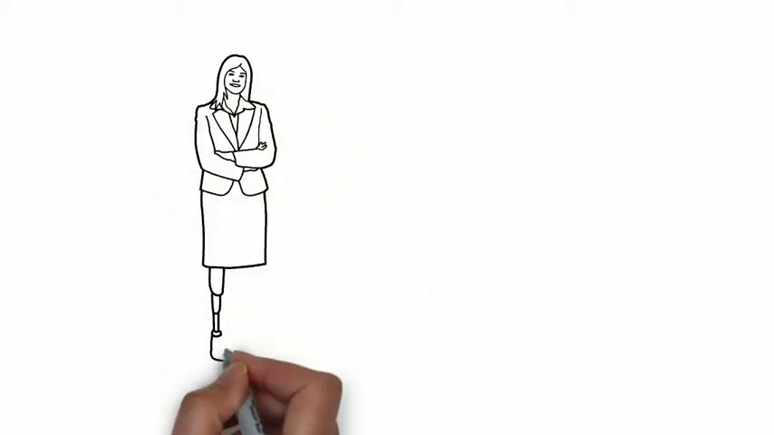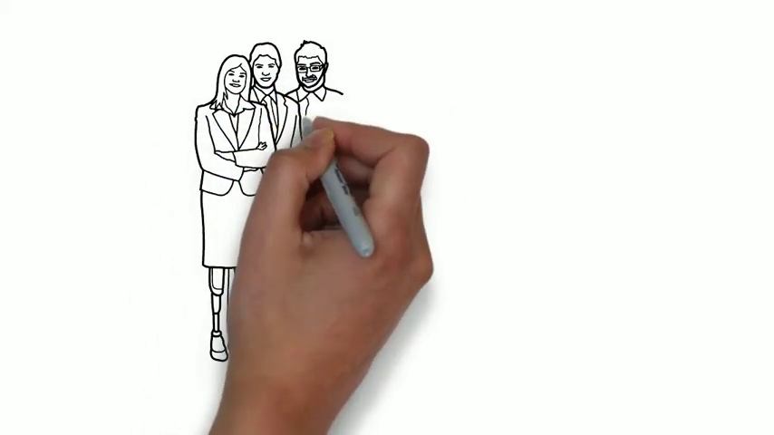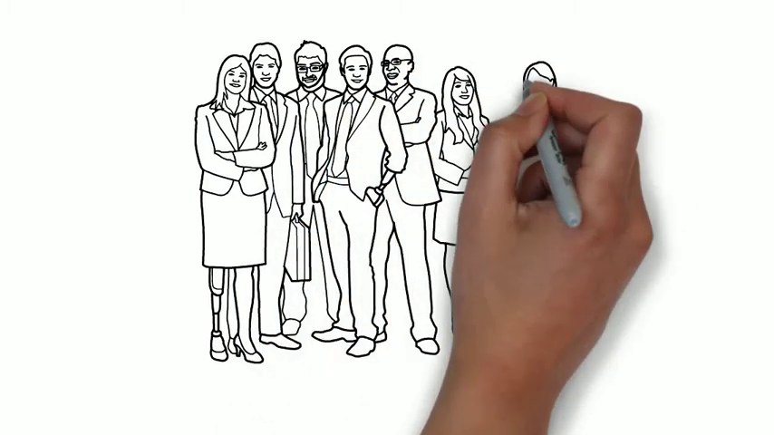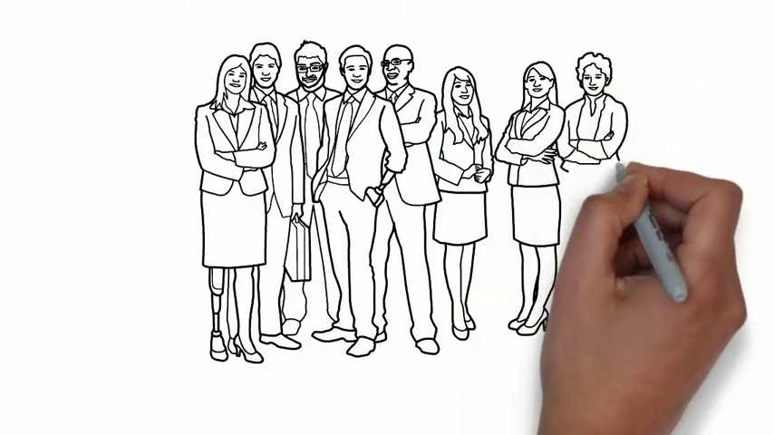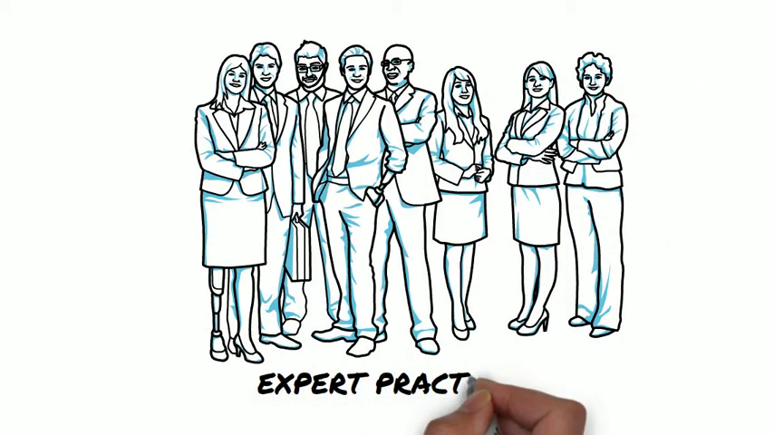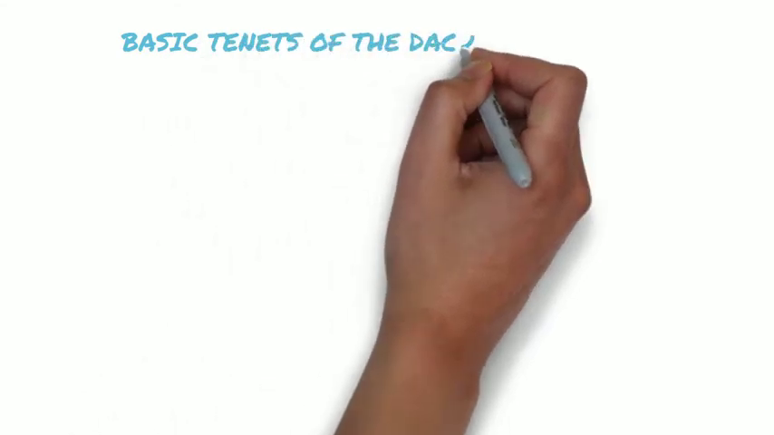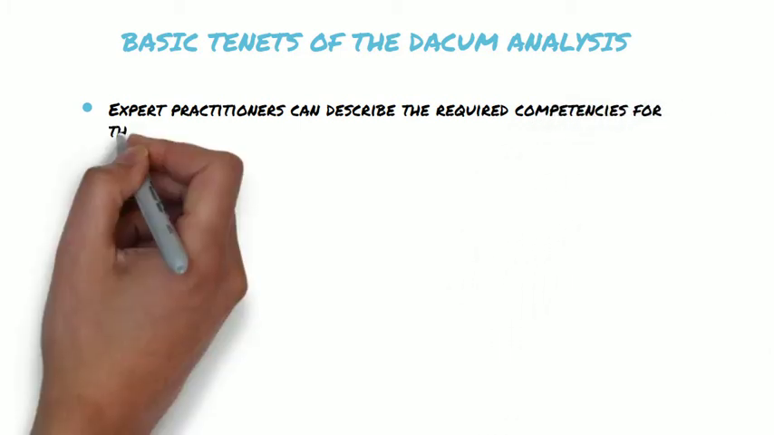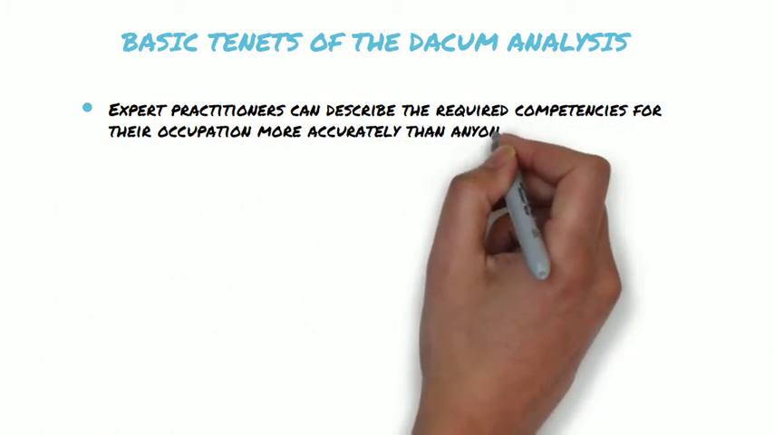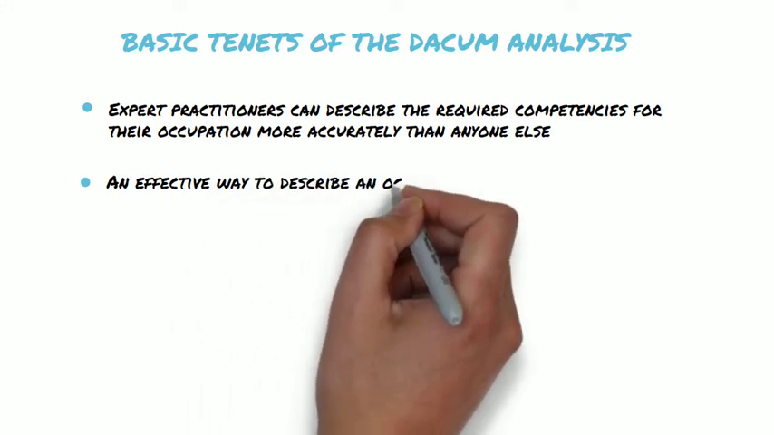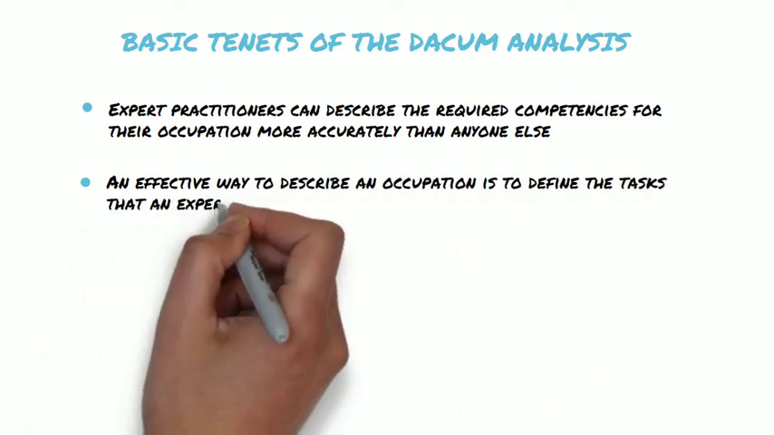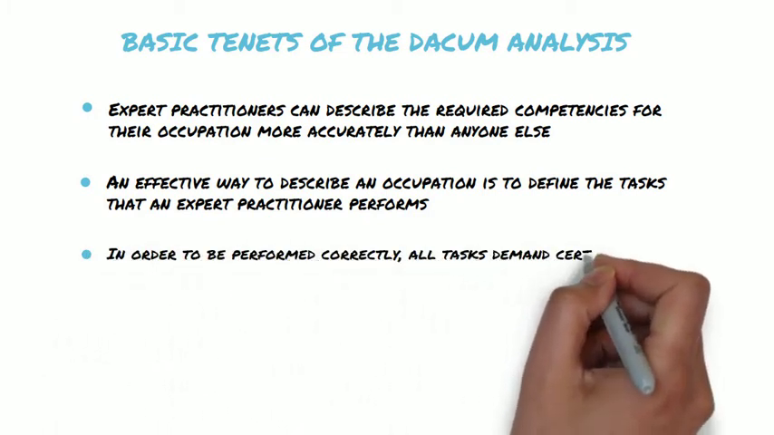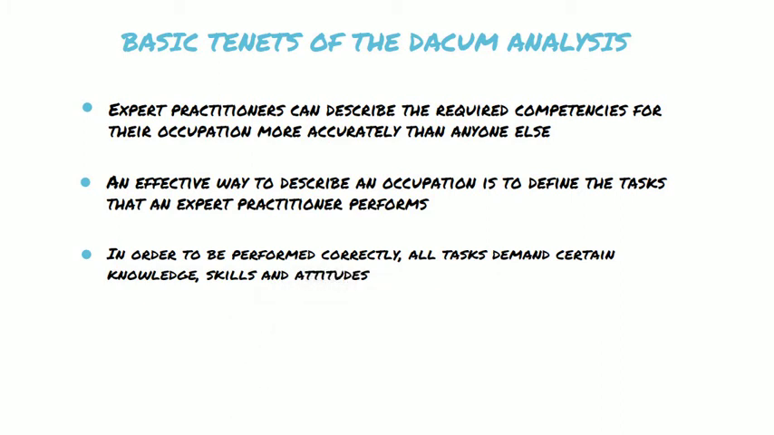A DACUM analysis is the outcome of a structured consultation with a group of 7 to 15 highly competent workers in the occupation or function that is the object of the analysis. We call these highly competent workers expert practitioners. The basic tenets of the DACUM analysis are that expert practitioners can describe the required competencies for their occupation more accurately than anyone else. An effective way to describe an occupation is to define the tasks that an expert practitioner performs. And in order to be performed correctly, all tasks demand certain knowledge, skills, and attitudes.